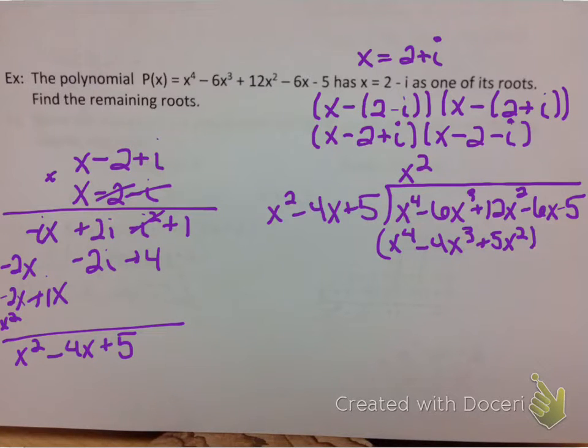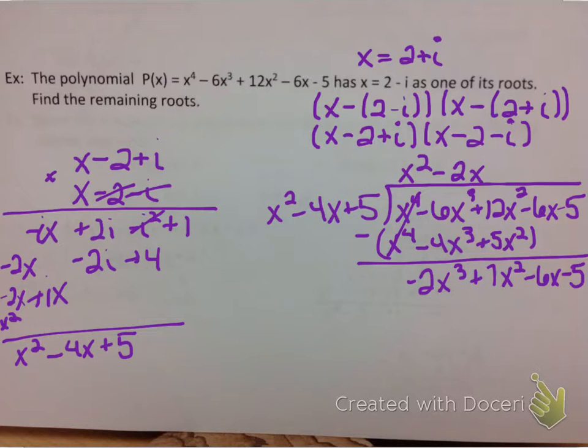Take that whole row and subtract. So those would cancel. The minus 4x cubed would become plus, so you get minus 2x cubed when you combine them. Plus 7x squared minus 6x minus 5. Then x squared into negative 2x cubed is negative 2x. Negative 2x times x squared is negative 2x cubed. Negative 2x times negative 4x is positive 8x squared. And then negative 2x times 5 is negative 10x.